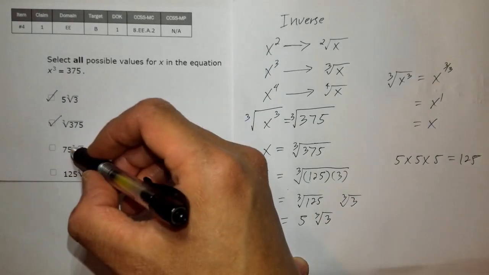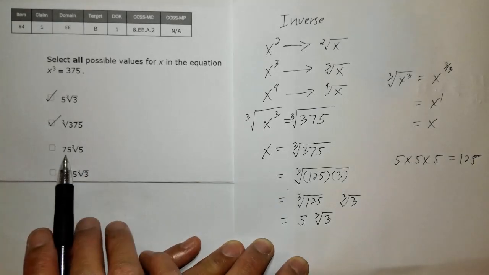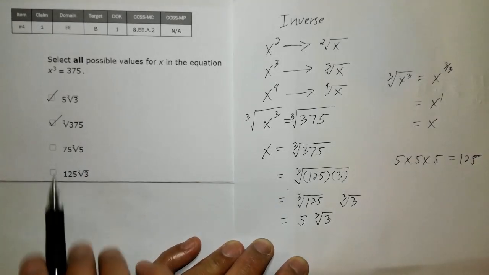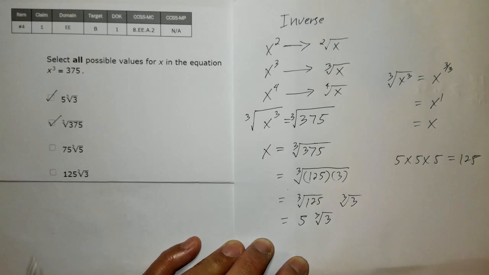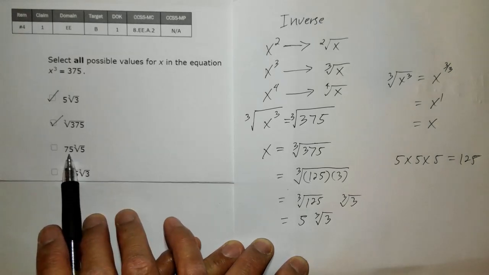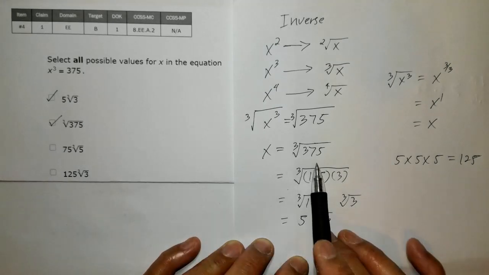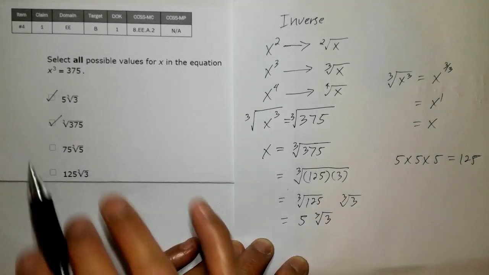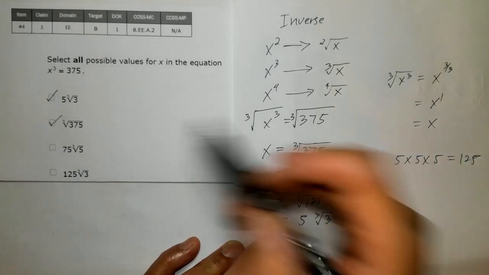Now, do we still need to solve for the last two? As you can see, the numbers are 75 and 125. If I will multiply this number by 3 or 3 times by itself, it will be greater than 375. So we will stop from here. So the only answers are the first two.